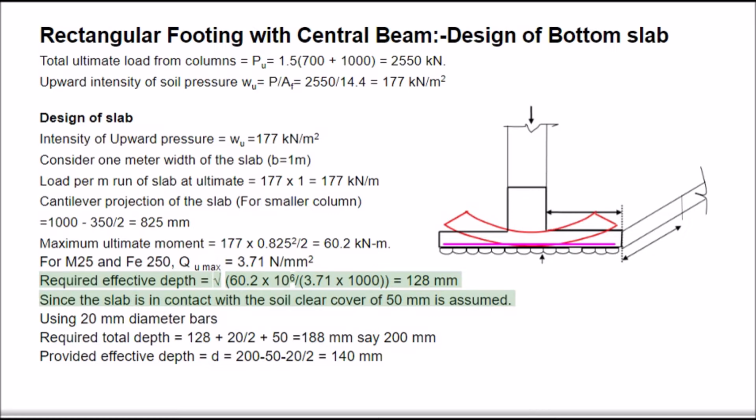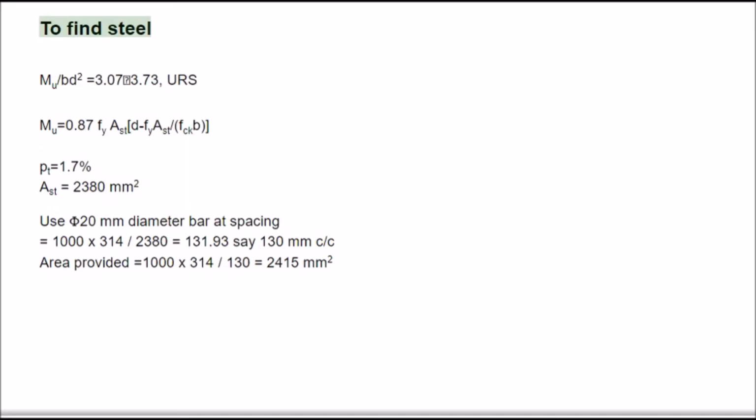Since the slab is in contact with the soil, clear cover of 50 mm is assumed. Using 20 mm diameter bars, required total depth equals 128 plus 20/2 plus 50 equals 188 mm. Say 200 mm. Provided effective depth equals d equals 200 minus 50 minus 20/2 equals 140 mm. To find steel.